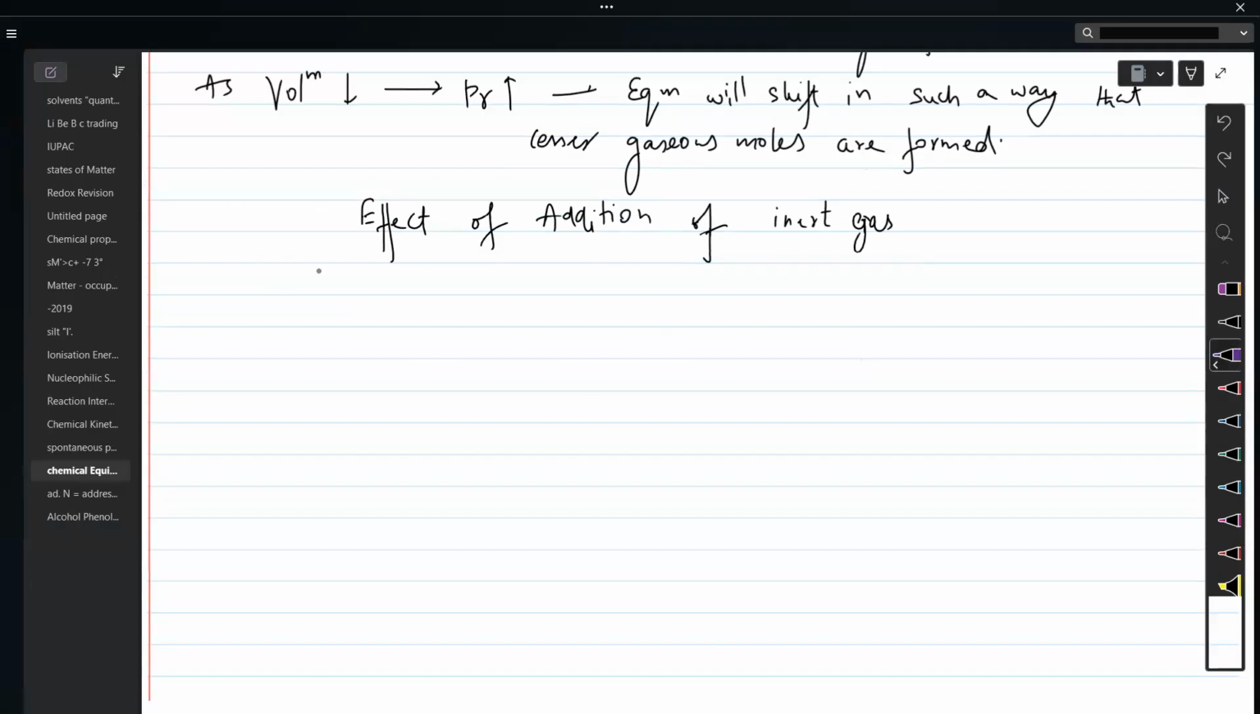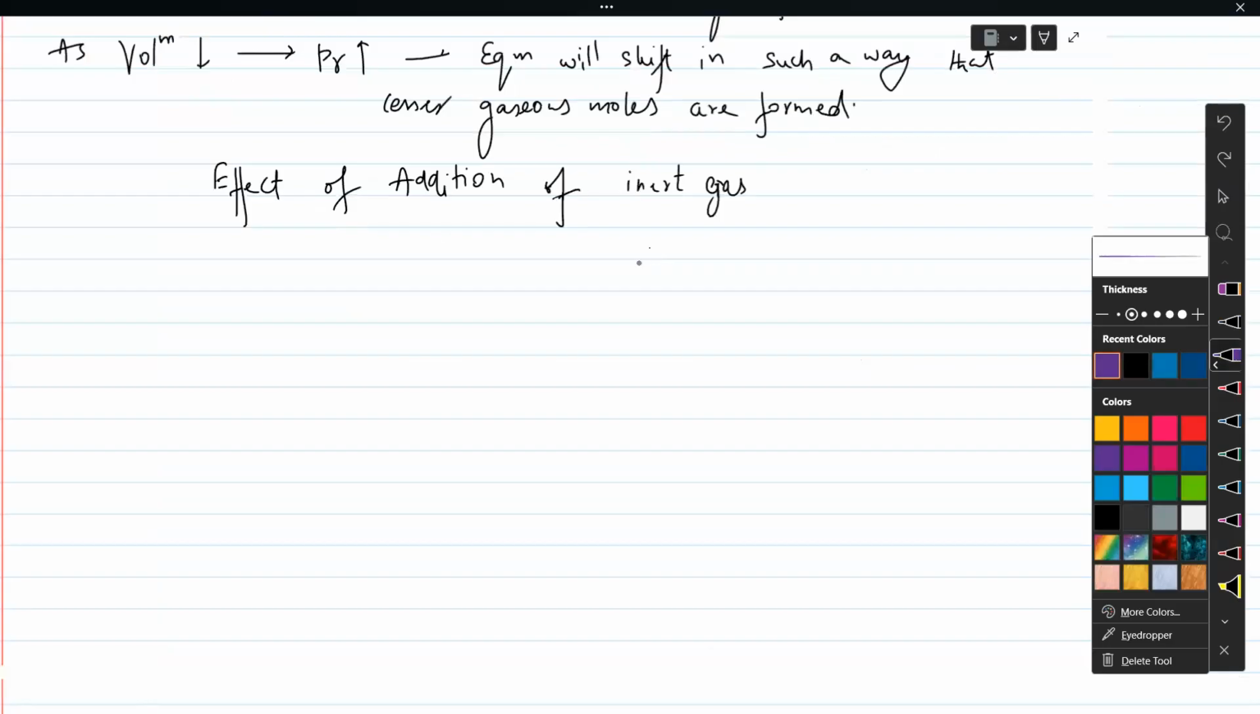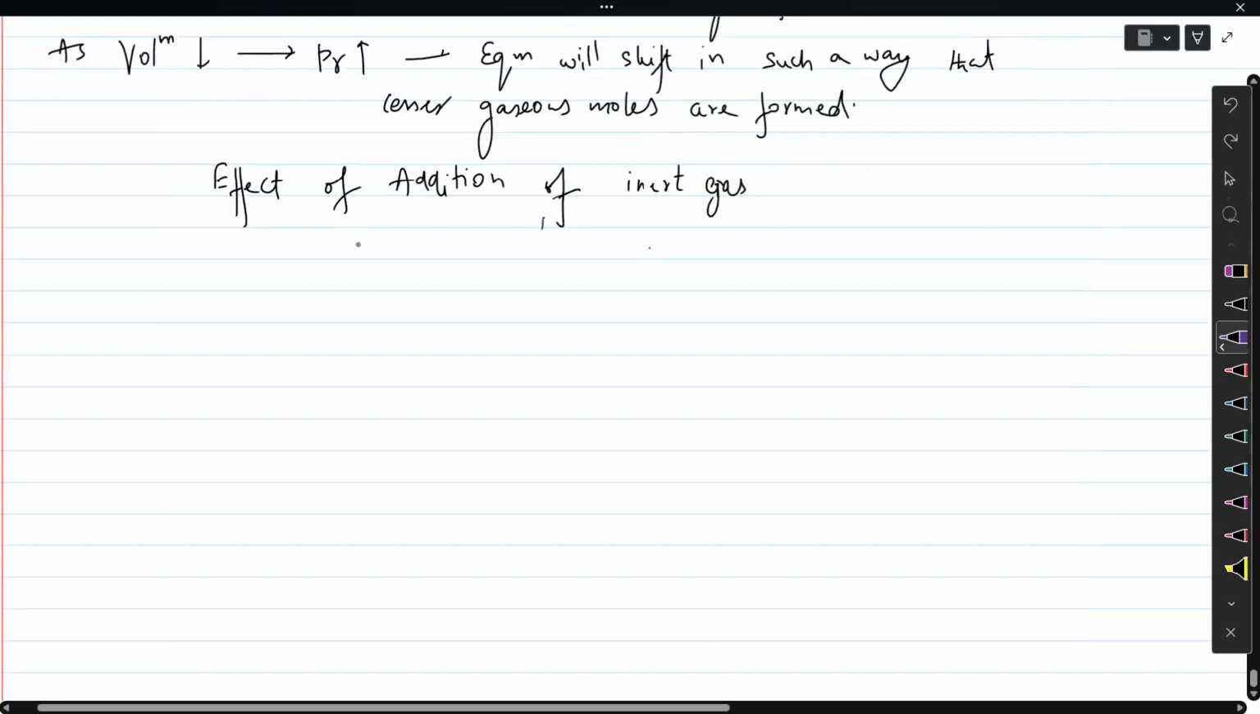So the effect of changing when we are adding inert gas in the system. Two cases we have taken. We are adding inert gas in the system at constant volume, and another case at constant pressure.